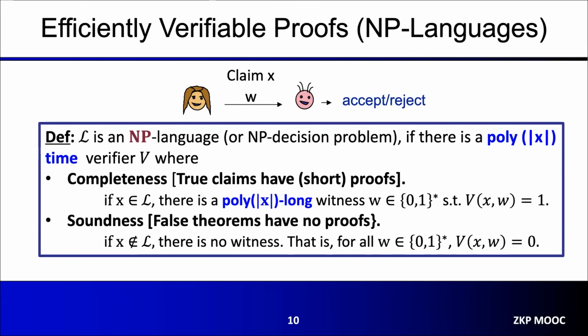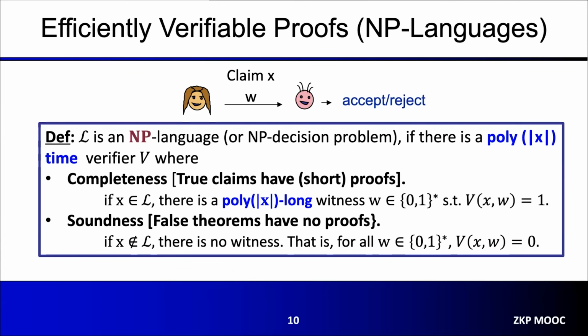It means that when x is in the language, if you're talking about a claim, or in the example, let's say of composite numbers, when the language is a language of composite numbers which are product of two primes, and we're given such an n, then there has to be a polylog proof or witness W that the prover can send to the verifier such that the verifier examining x and W will accept. But completeness is not enough.